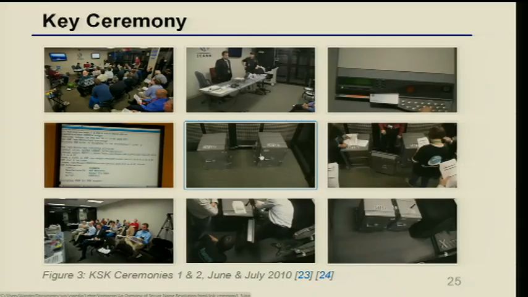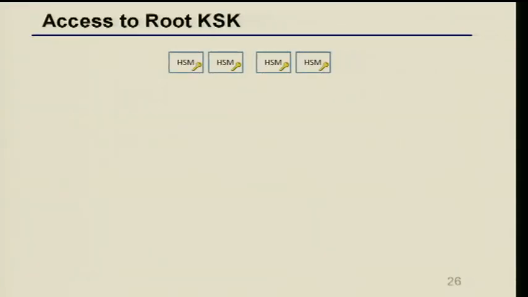Okay, so where are the keys then stored? The HSMs are inside these safes. And well, the trusted community representatives also have access to these safes when there is a key ceremony. We will discuss this now. Okay, so we have 4 HSMs with 4 copies of the private root KSK key.